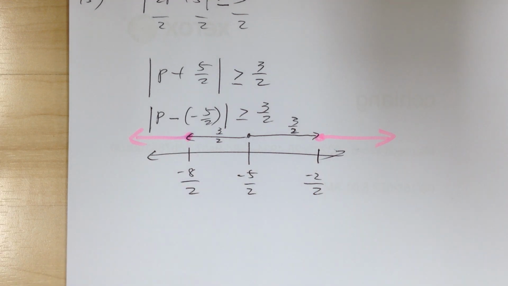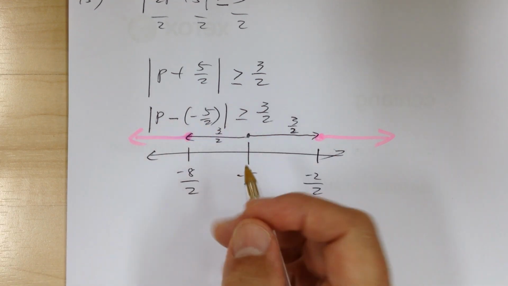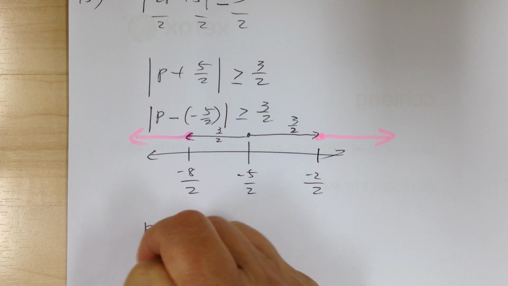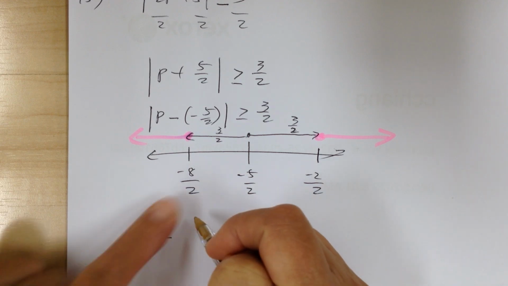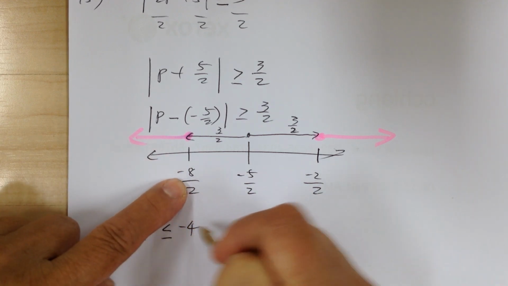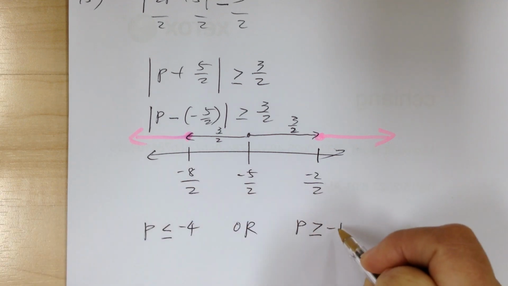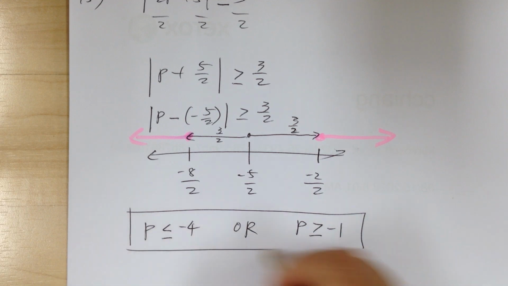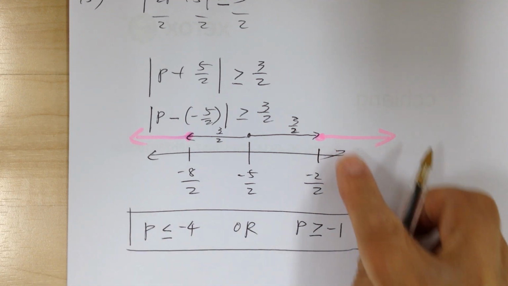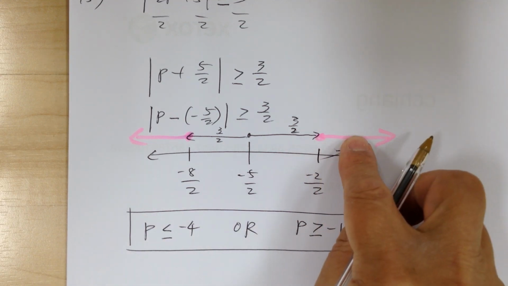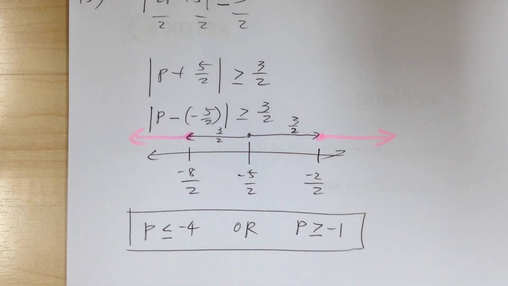Okay, so your answer based on that is going to be p is less than or equal to negative 4, right, this is negative 4, or p is greater than or equal to negative 1, and that would be your answer. Okay, so this is based on the pink arrows. Okay, let's go to number 17.